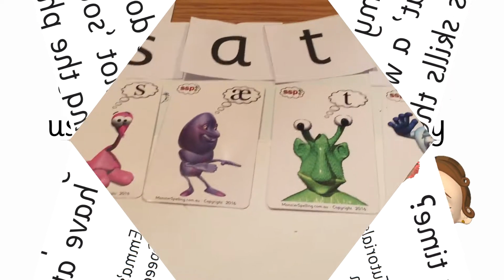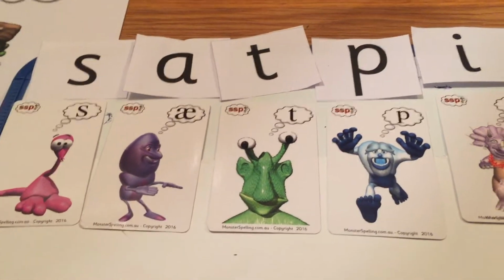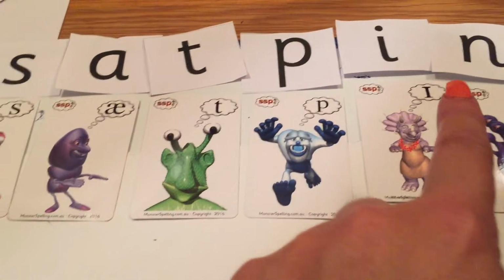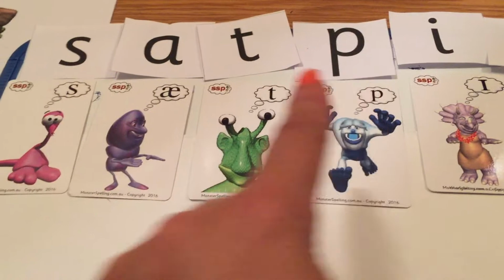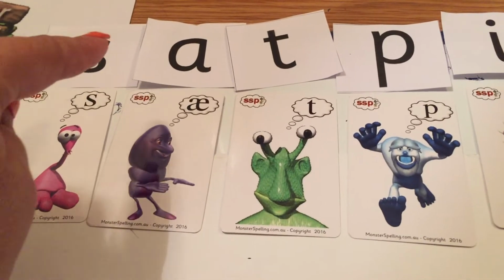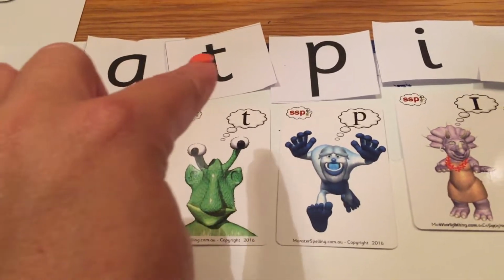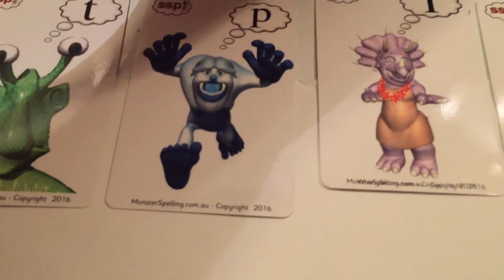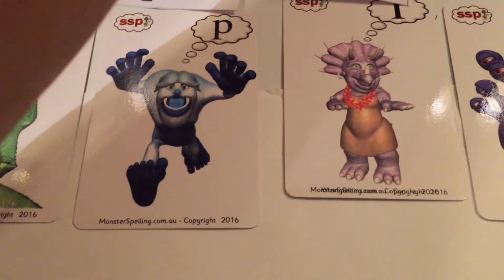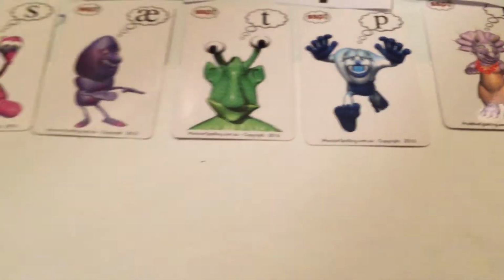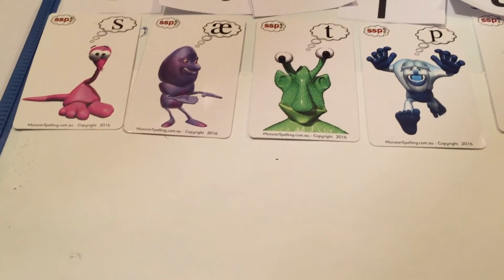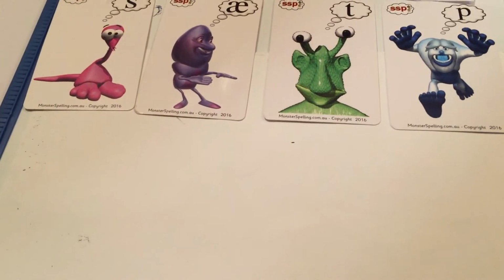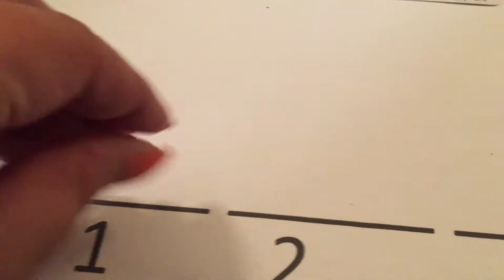Now, when we start off with teaching phonics explicitly, normally we have a group. So you might think of the SATPIN group. That's a popular one. S, a, t, p, i, n. Now, in SSP, we take a speech-to-print approach. So we think about words like sat: s, a, t, sat.